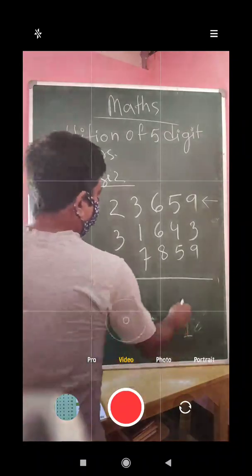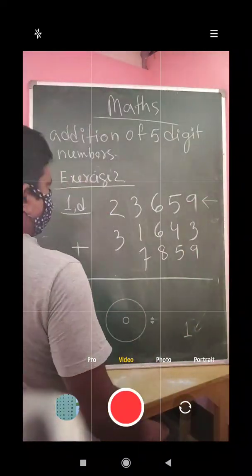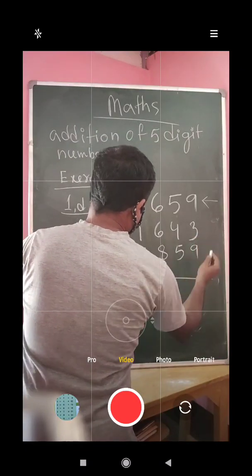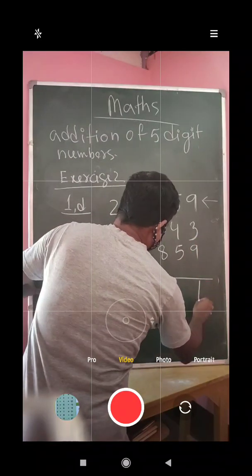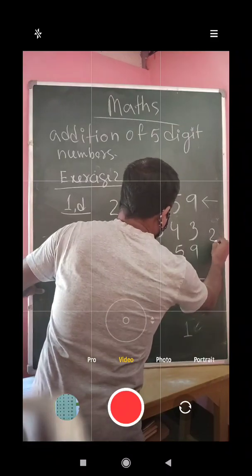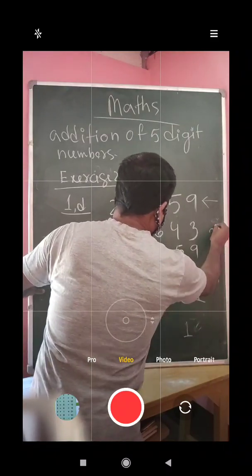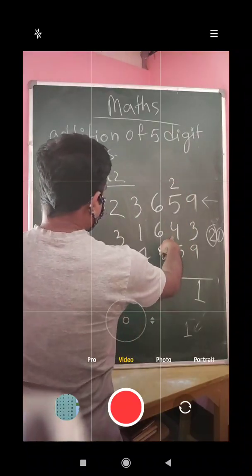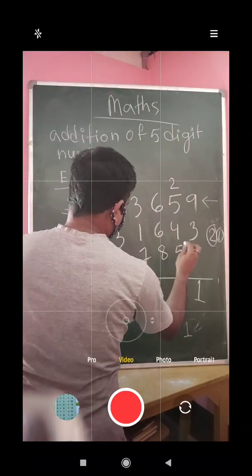So let us start. 9 plus 3 is equals 12. 12 plus 9 is equals 21. So I will write 1 here, and this 2 will go here. So 5 plus 2 is equals 7. 7 plus 4 is equals 11. 11 plus 5 is equals 16.